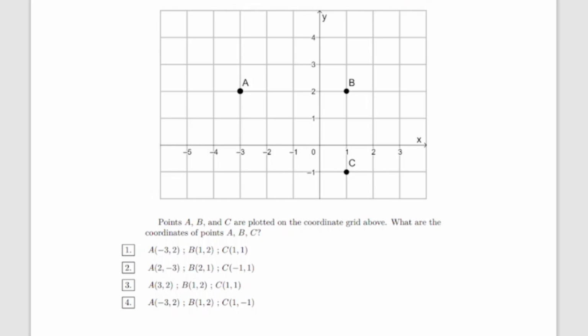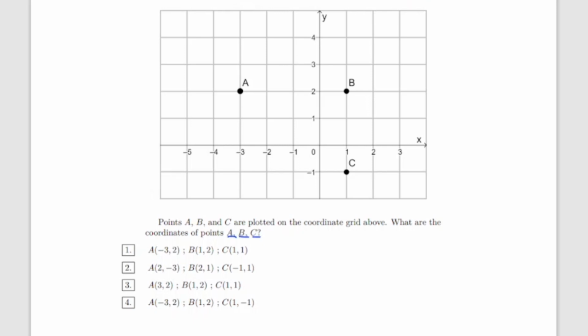In this video, we'll talk about how to plot coordinates on a grid. So in this grid here, we have the points A, B, and C. And the question is, points A, B, and C are plotted on the coordinate grid above. What are the coordinates of A, B, and C?